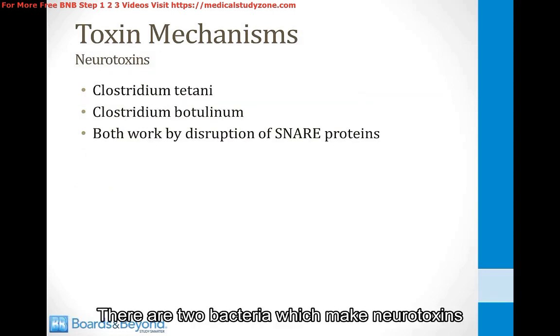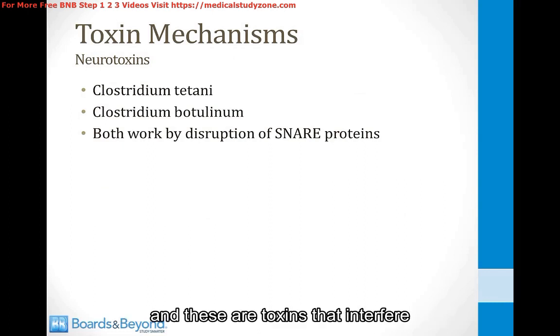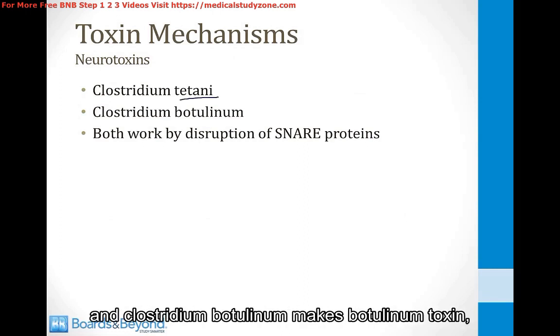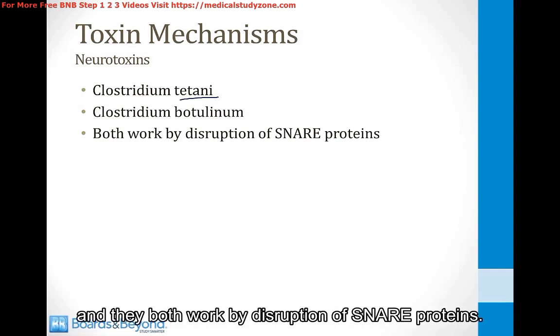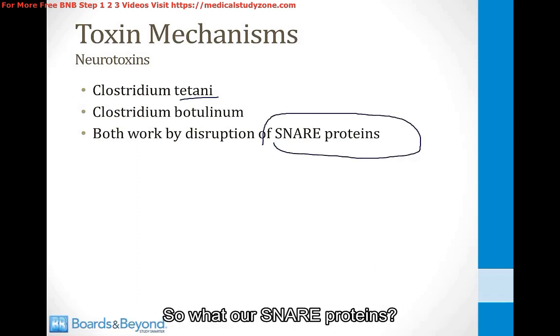There are two bacteria which make neurotoxins, and these are toxins that interfere with neurological function. They're both Clostridia bacteria. Clostridium tetani makes tetanus toxin, and Clostridium botulinum makes botulinum toxin, and they both work by disruption of SNARE proteins. So what are SNARE proteins?